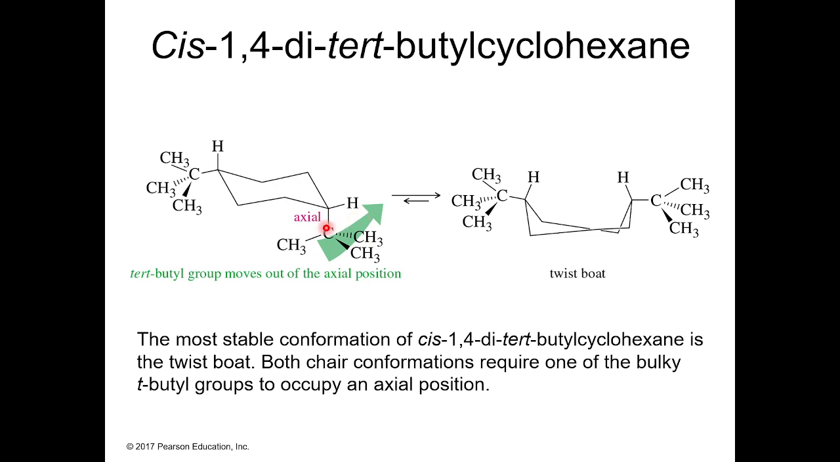But if we're in the chair conformer, one of these groups has to be in the axial, which has the 1,3 interaction, doesn't it? Okay? And so what we've ended up doing is we've made the twist boat the most stable conformer. Does anybody have any questions? In this case, both the working groups are in the equatorial position. They are, yep. So both the tert butyls are in the equatorial. The hydrogens are in the axials.